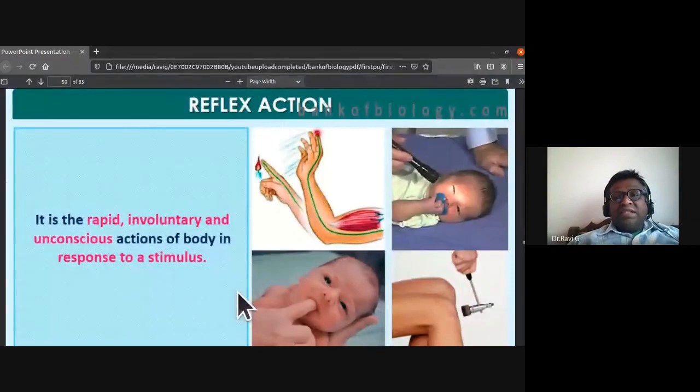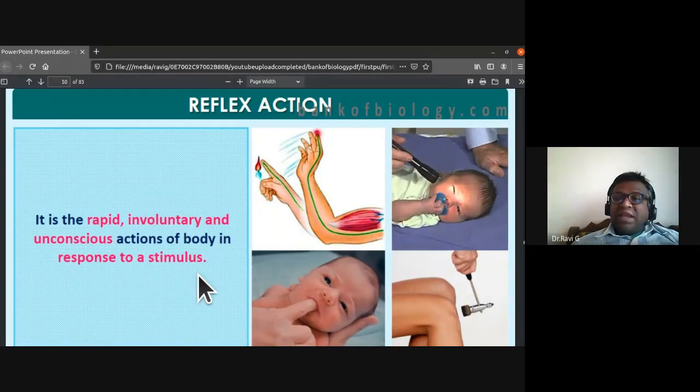So next we'll understand reflex action. It is a rapid, involuntary, and unconscious action of the body in response to a stimulus. That is what we call reflex action. Whenever we touch a hot object, immediately we remove our hands. So that is a reflex action.